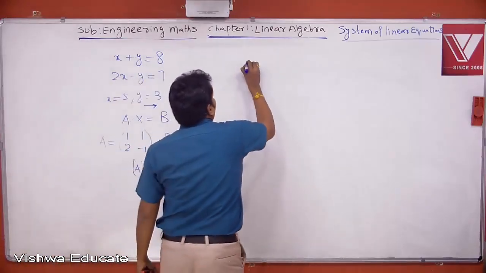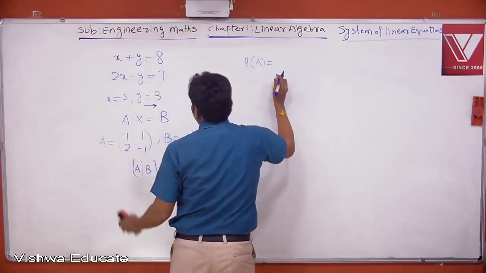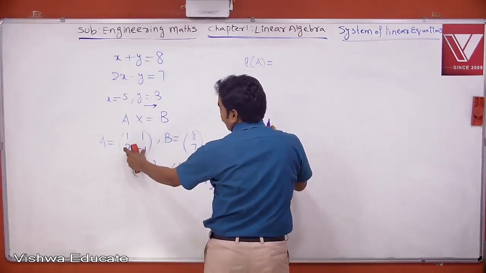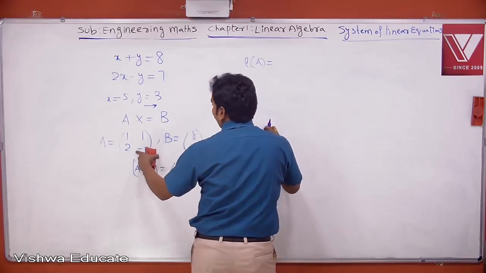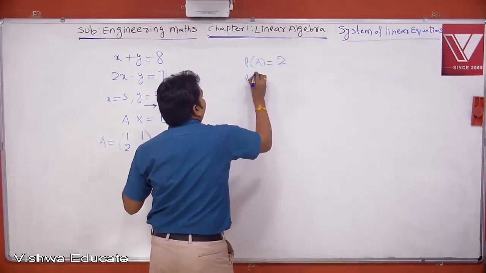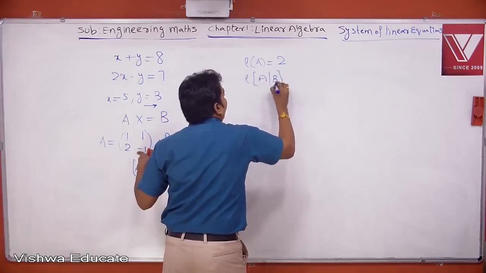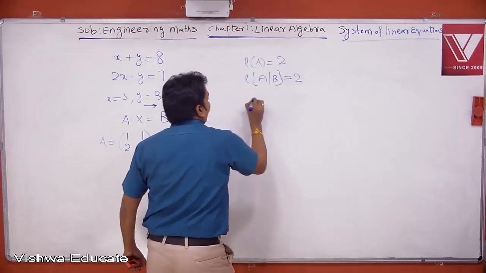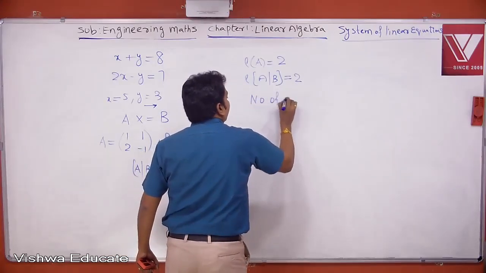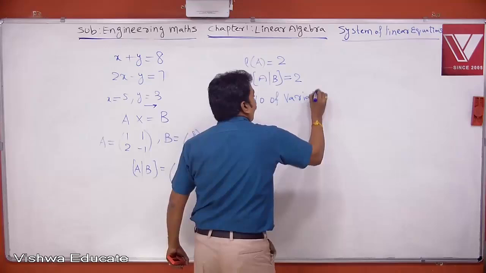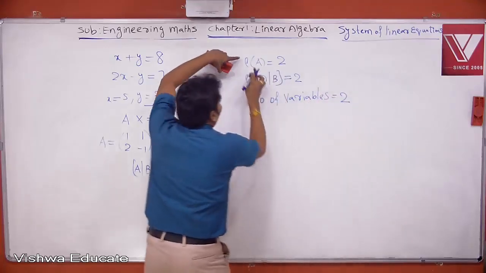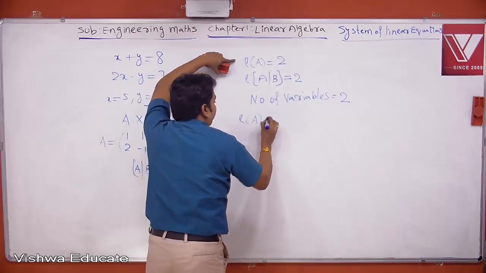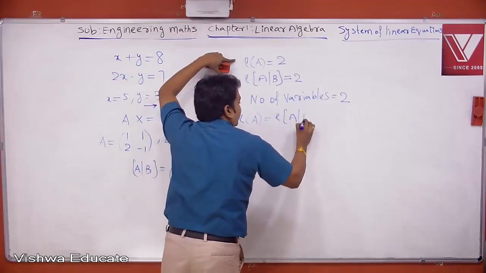Now let us see what is the rank of A. It is a 2 by 2 matrix whose det is not equal to 0. Its det is minus 3. For a 2 by 2 matrix, det not equal to 0 means its rank is 2. Even you can discuss the rank of the augmented matrix. Its rank also equals 2. What about the number of variables? In this system of equations, the number of variables is 2. Therefore, rank of A equal to rank of A slash b. That means it confirms that the system is a consistent system.